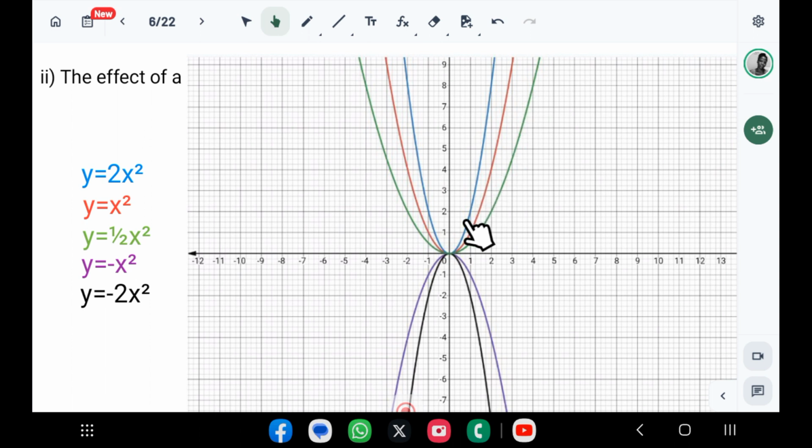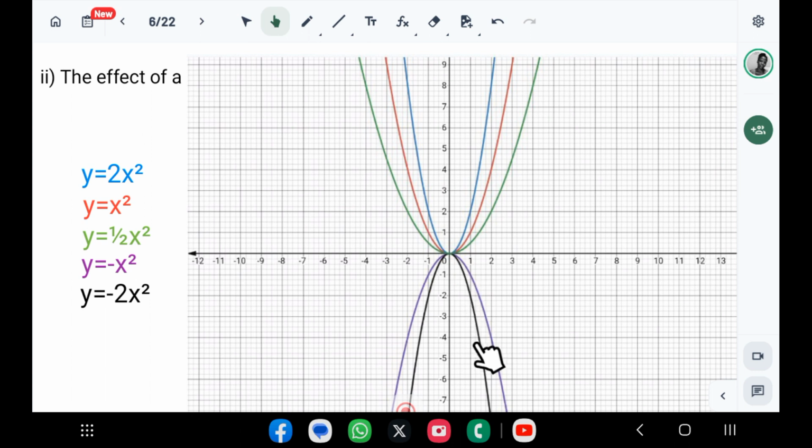Now what happens when you multiply that by a fraction, for example, 1/2? When A equals 1/2, your graph becomes wider because it reaches milestones a lot slower. What happens when A is negative? Your graph looks down. Now y equals -x² is exactly y equals x², but just flipped upside down, looking down. That's the purple graph.